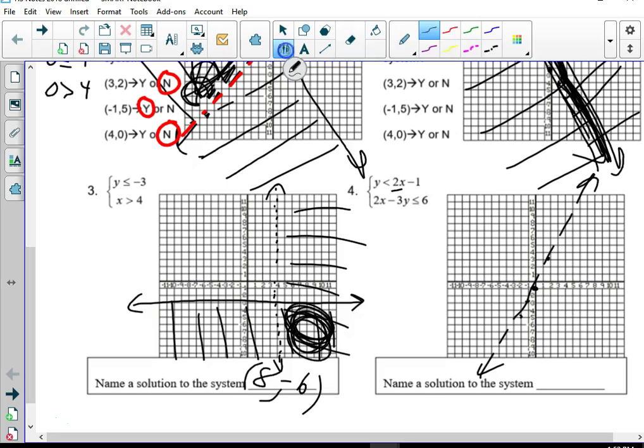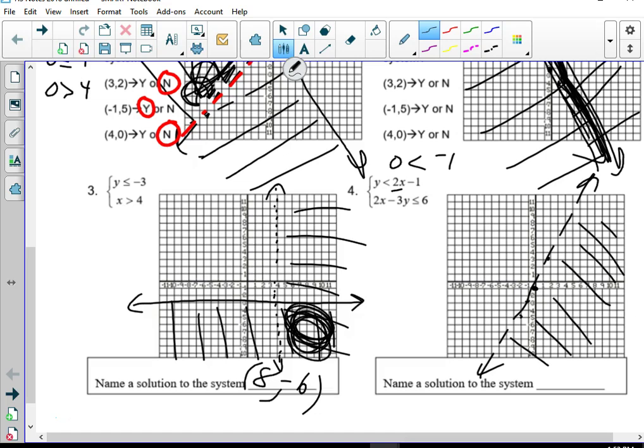I'm going to pick a point. It didn't go through the origin, so I'm going to pick 0, 0. Is 0 less than negative 1? No. 0 is greater than every negative number. Okay? Therefore, since this is going through negative 1, I'm going to shade this side. Less. Because 0, 0 is on the other side.